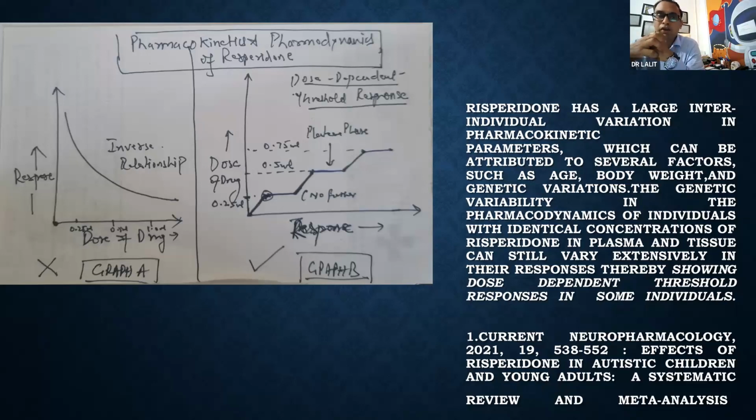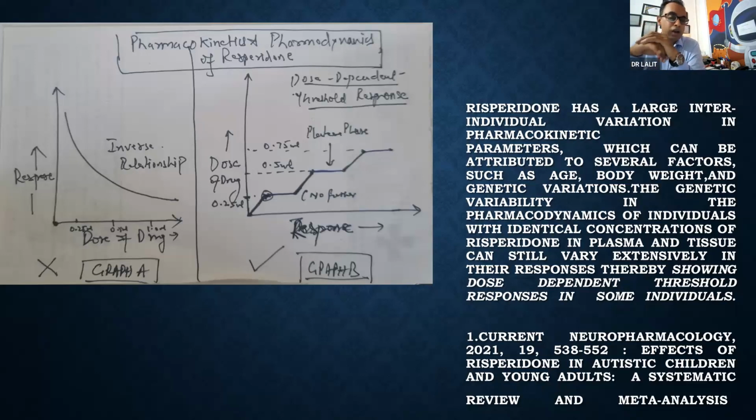Also in our clinical practice, we have very rarely seen that we are able to withdraw the child from risperidone after a period of 2 to 3 years. Invariably, we have to increase the dose gradually in order to maintain the child's behaviors once the child is on risperidone. This is typically because of the dose dependent threshold response of this drug.